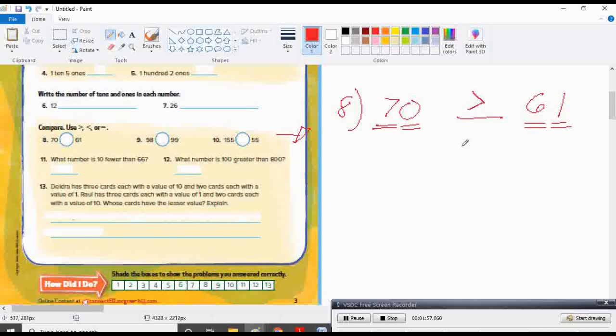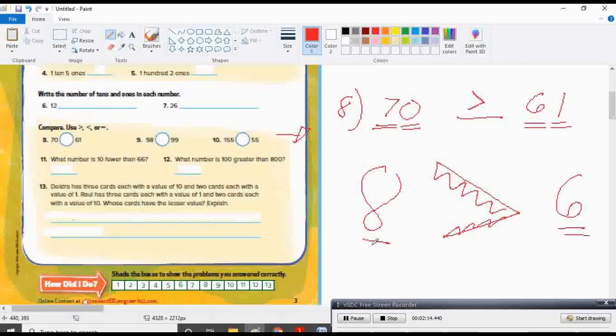61. I would like you to remember a story about an alligator or a shark. A shark or an alligator will always eat the bigger number compared to the smaller number. And that's how we are going to relate comparing numbers.